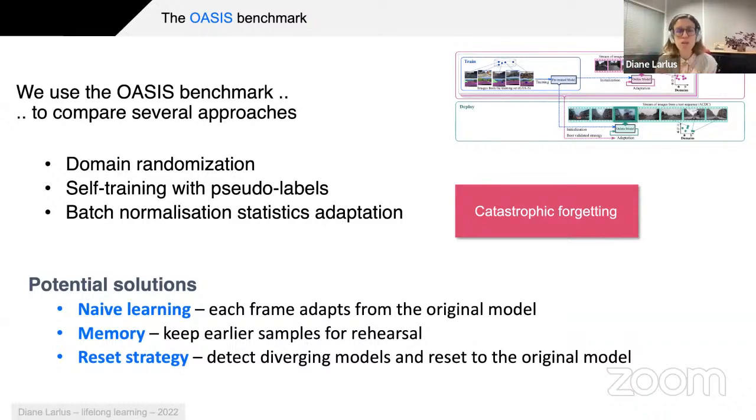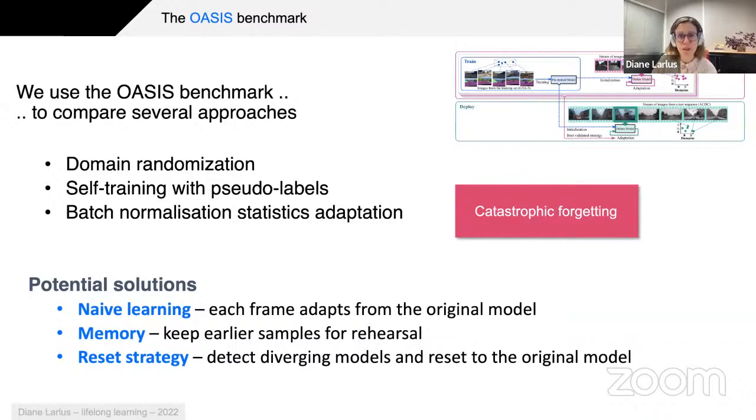Something else you can do is to use a memory bank. You can keep a few original training samples, and you can use them from time to time for retraining. That's extremely powerful. But as we discussed a few minutes ago, sometimes you simply cannot store samples for privacy reasons.